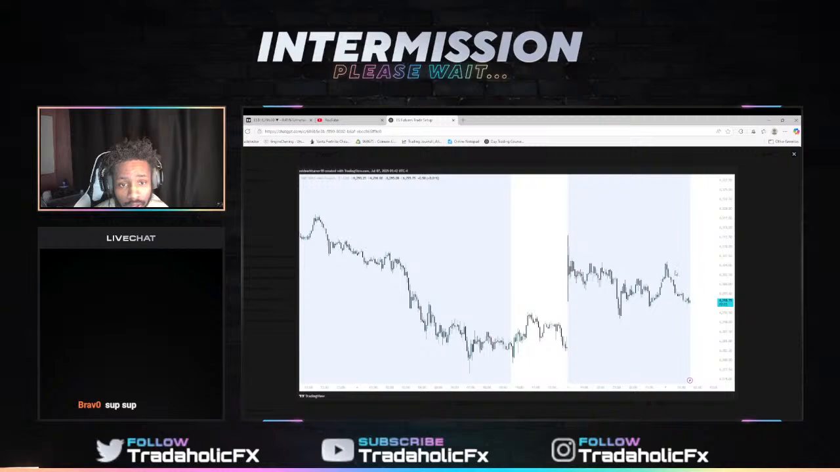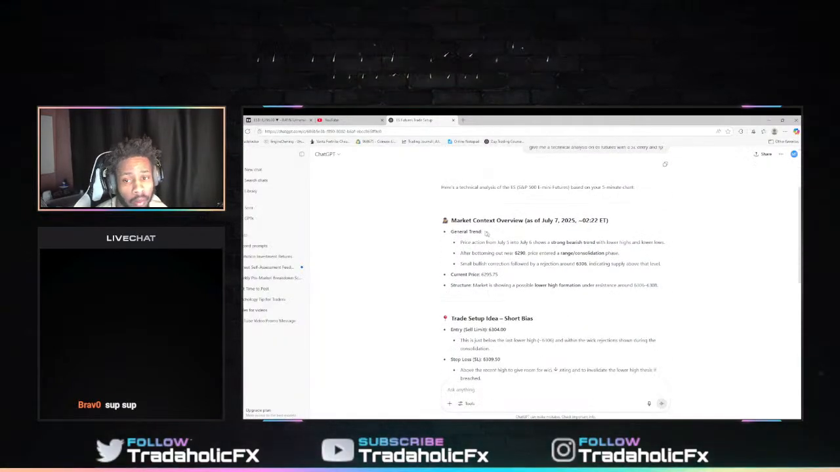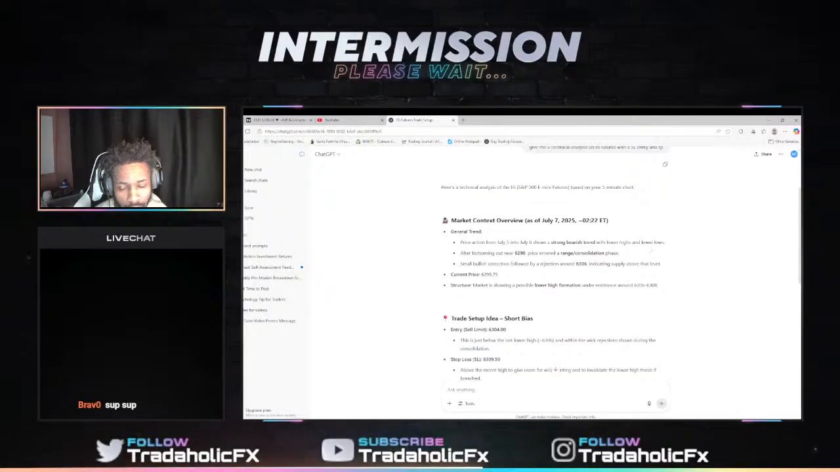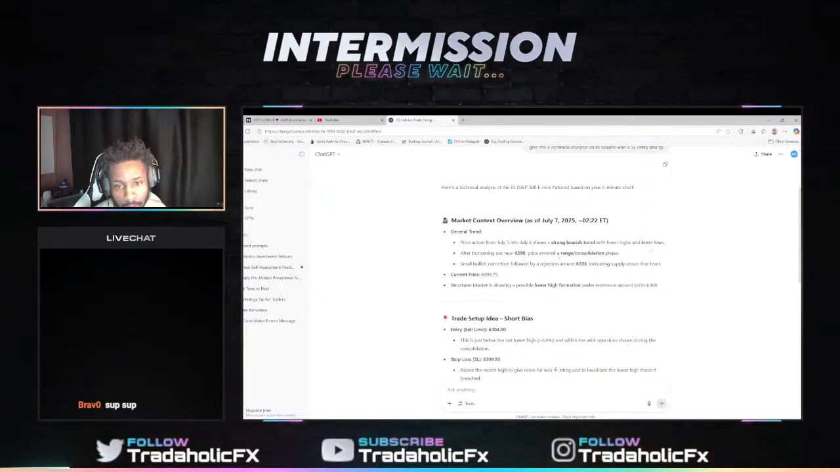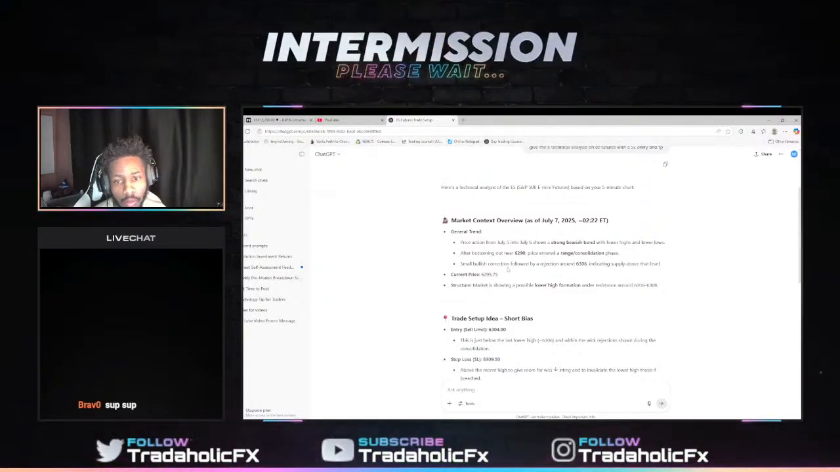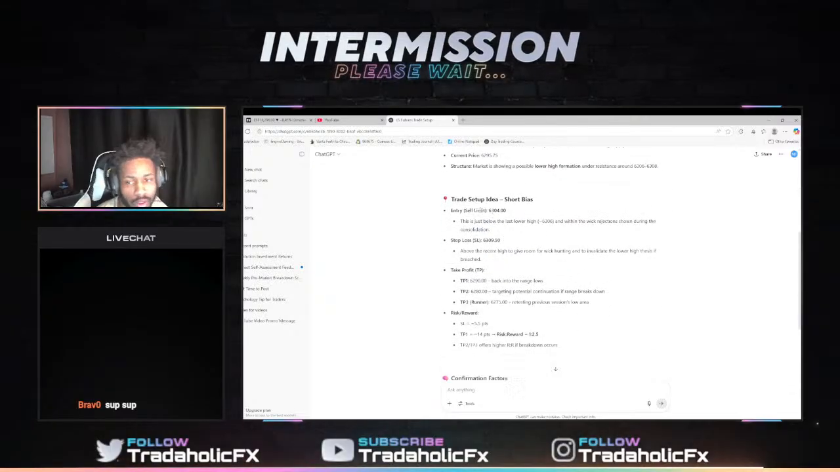But send a clean chart to ChatGPT on whatever time frame you want. Do the 5 minute time frame. ChatGPT is gonna give you your whole pre-market breakdown, bro. General trend: price action from July 5th until July 6th shows a strong bearish trend with lower lows, lower highs. After bottoming out at 62.90, price entered a range consolidating phase. Small bullish correction followed by a rejection at 63.06, indicating a supply zone. Whatever, it's gonna give you a whole trade idea, bro.